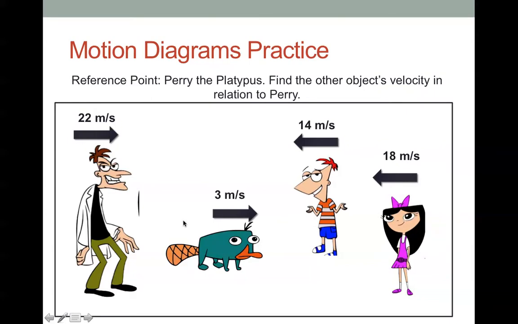And then Dr. Doof and Perry, they're going the same direction. So Perry thinks he's going 19 meters per second to the right because he's going to pass Perry, and Perry's going to see him get further and further ahead of him to the right.